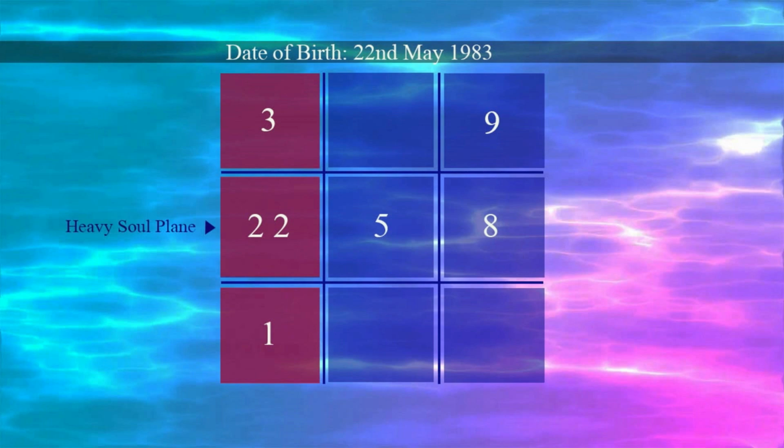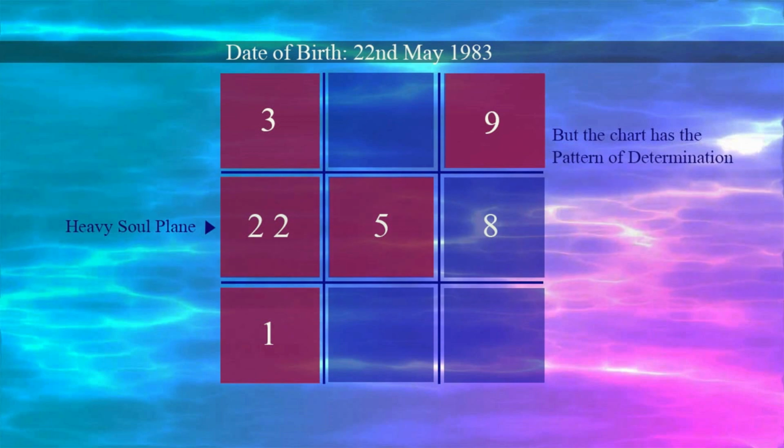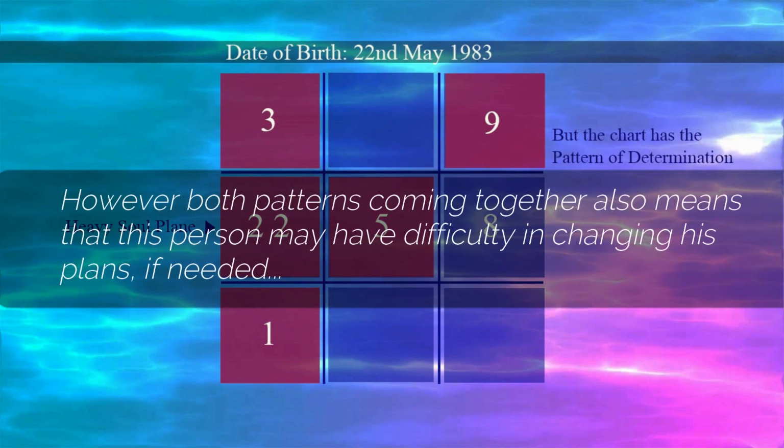If the physical plane is not strong enough, or say if the pattern of determination is also not there, say all the three squares in the pattern of determination are empty, then the person may not know how to translate his mental energy into physical reality. Another thing which might happen is that there may be so much planning in the mind that when the person is presented with a counter plan, he might feel disappointed.